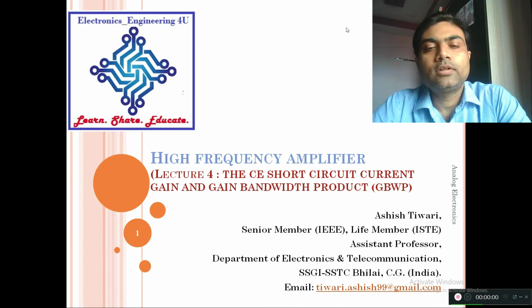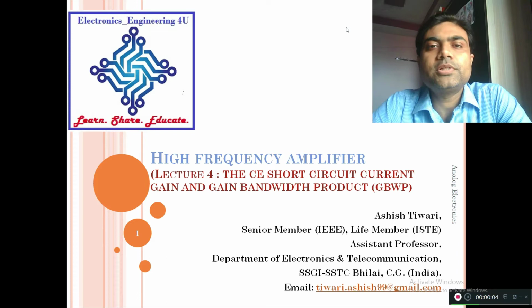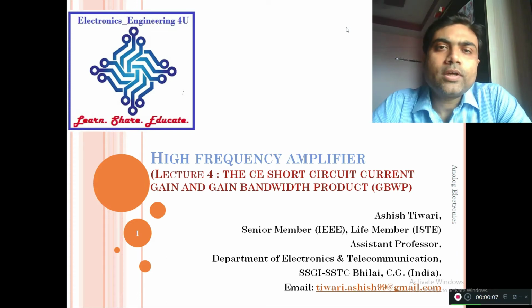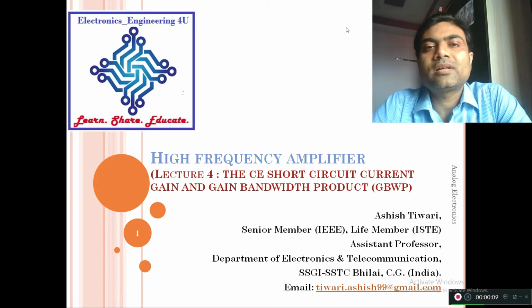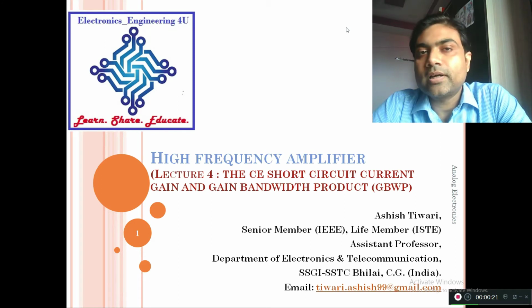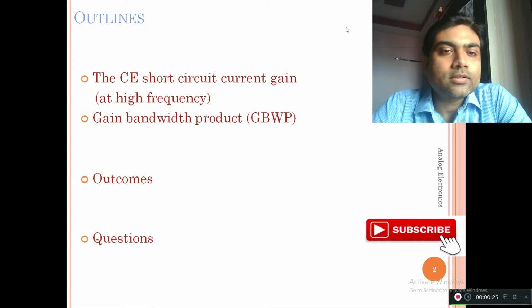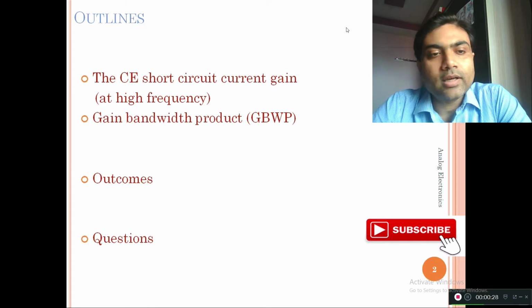To the fourth lecture in the series on high frequency amplifiers. We are discussing the BJT at high frequency, and today's topic is common emitter current gain when we have short circuited the output. So the topic is short circuit current gain and how the gain is related to the frequency, and that ultimately defines the gain bandwidth product.